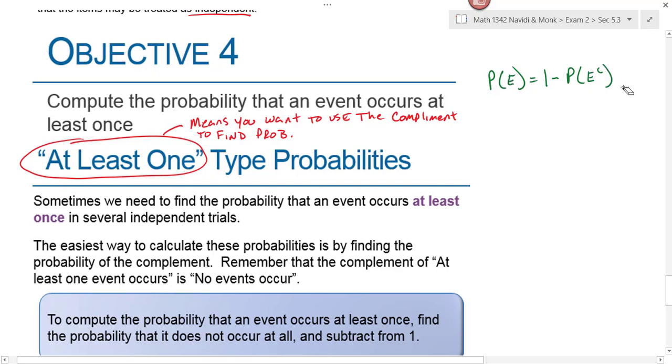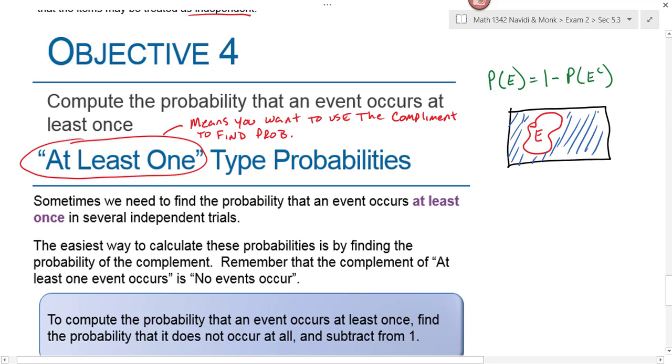Remember, an event and its complement together form the sample space. If this right here represents my event E, everything outside of that in my sample space is going to be E complement. It's in the sample space but not in the event. If the probability or the area of this entire region is 1 and I know the area that's shaded in blue, if I do 1 minus that area in blue, I've got the area in red, if the area in red represented the probability of my event.